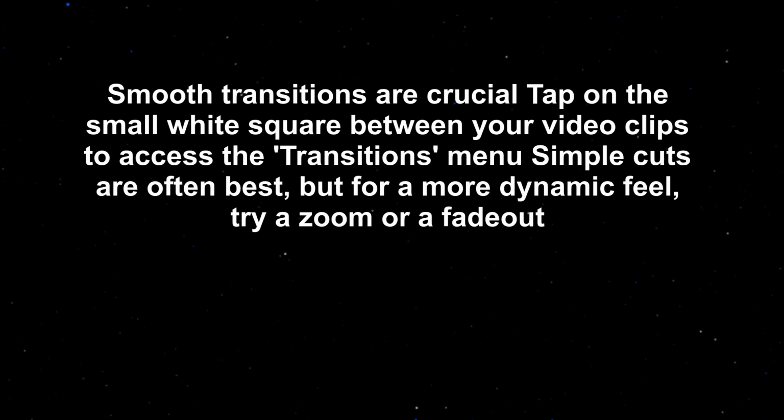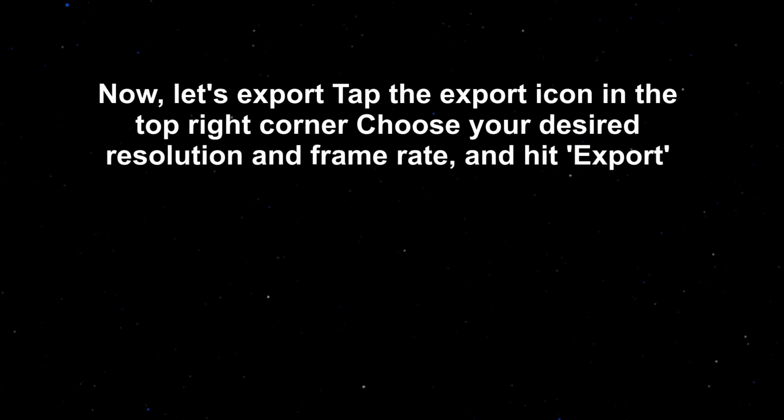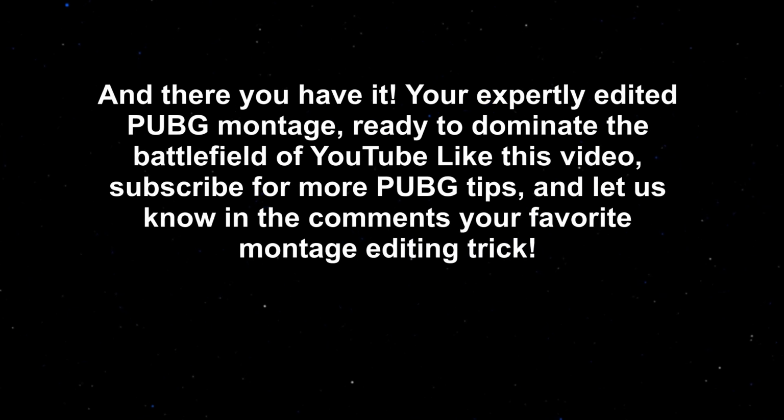Smooth transitions are crucial. Tap on the small white square between your video clips to access the Transitions menu. Simple cuts are often best, but for a more dynamic feel, try a zoom or a fade out. Now, let's export. Tap the export icon in the top right corner, choose your desired resolution and frame rate, and hit Export. And there you have it, your expertly edited PUBG montage, ready to dominate the battlefield of YouTube.